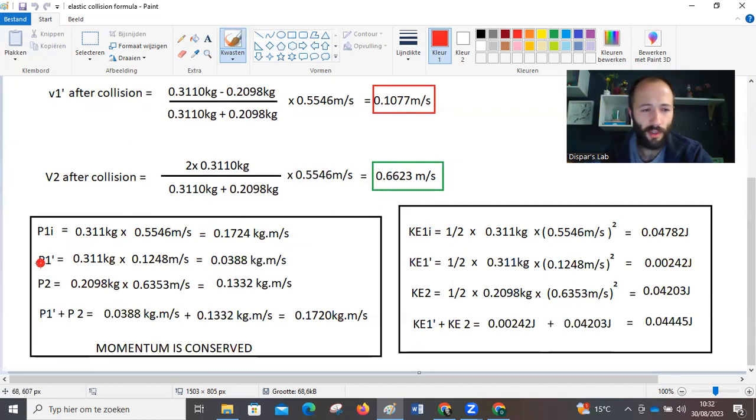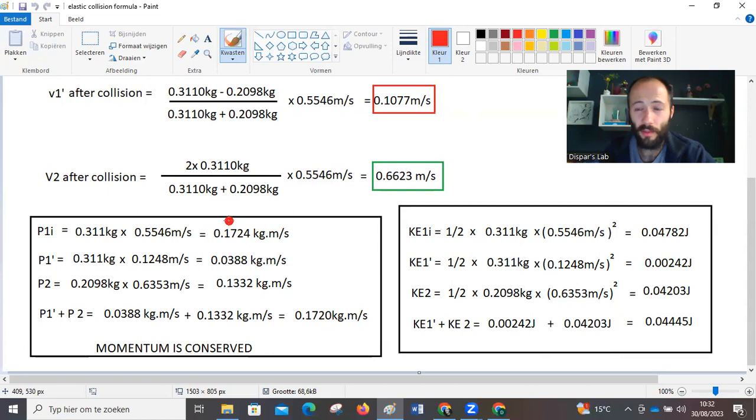So now after collision, card 1 has a momentum of 0.0388, and card 2 after collision has a momentum of 0.1332. Now, since both cards after collision are still moving in the same direction, and let's assume that direction matters, then they both must be added in order to check whether or not momentum is conserved. So we add them together, and we get a result of 0.1720.